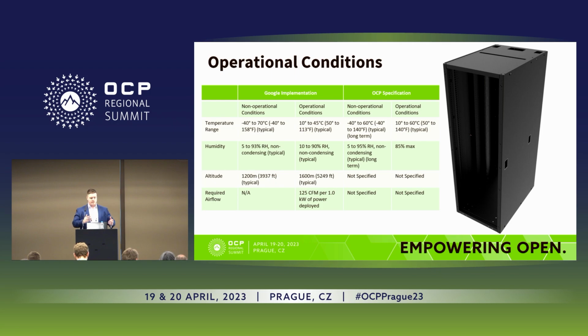In terms of the operating conditions, the Google implementation is similar to the OCP specifications. There's a few differences, but more or less in a very similar ballpark. Where it starts getting a little bit different is that the Google implementation specifies operational altitude and non-operational altitude, and the required airflow throughout the rack, which is measured. You've got 125 cubic feet per minute per 1 kilowatt of power deployed, where the OCP specification at the moment is a lot more open and not nailed down so much.